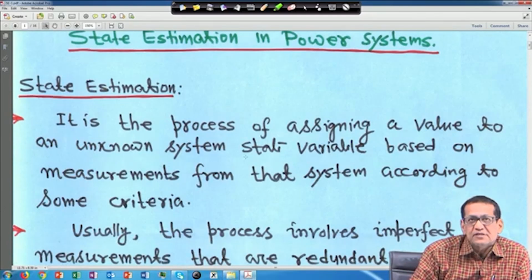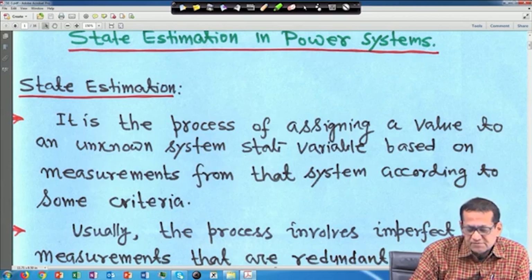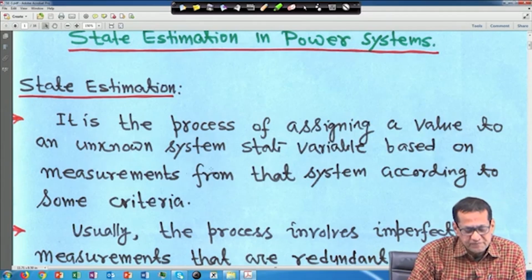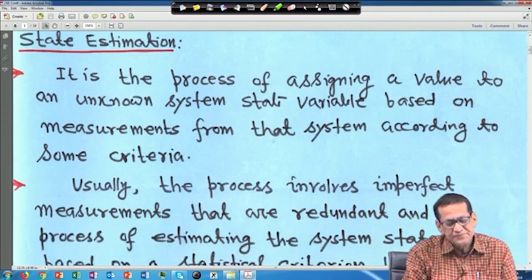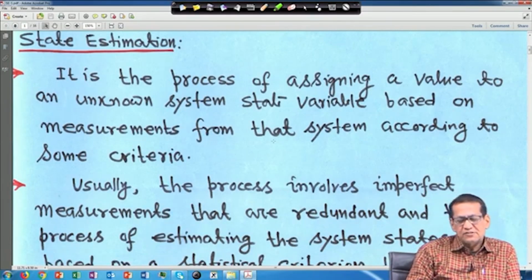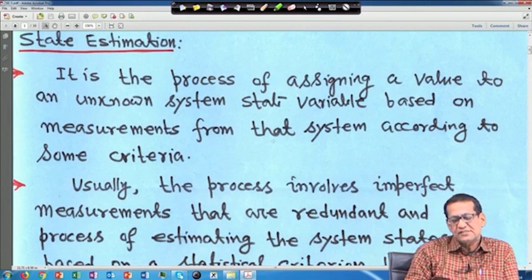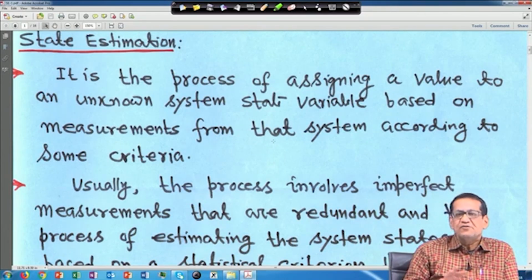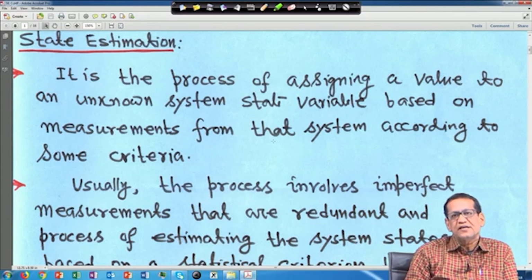the process of assigning a value to an unknown system state variable, based on measurements from that system according to some criteria. We will see what that criteria is. That means you are measuring the value, but those measured values have error. It is not a correct one, but using that measured data, we will try to estimate a value which will be as close as the correct value. So this is the idea for state estimation.